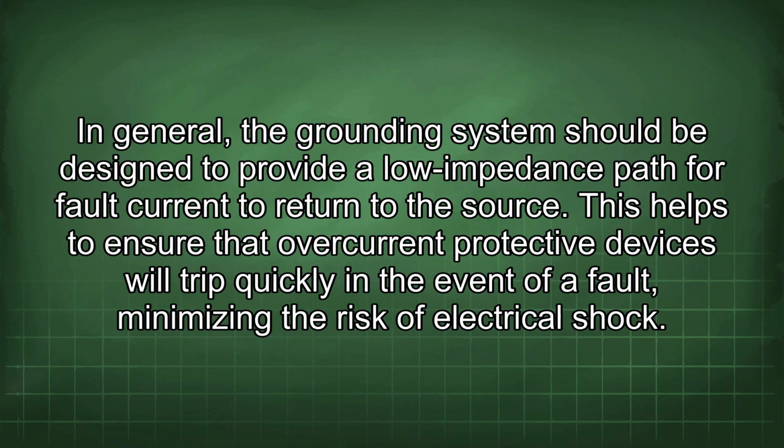In general, the grounding system should be designed to provide a low impedance path for fault current to return to the source. This helps to ensure that overcurrent protective devices will trip quickly in the event of a fault, minimizing the risk of electrical shock.